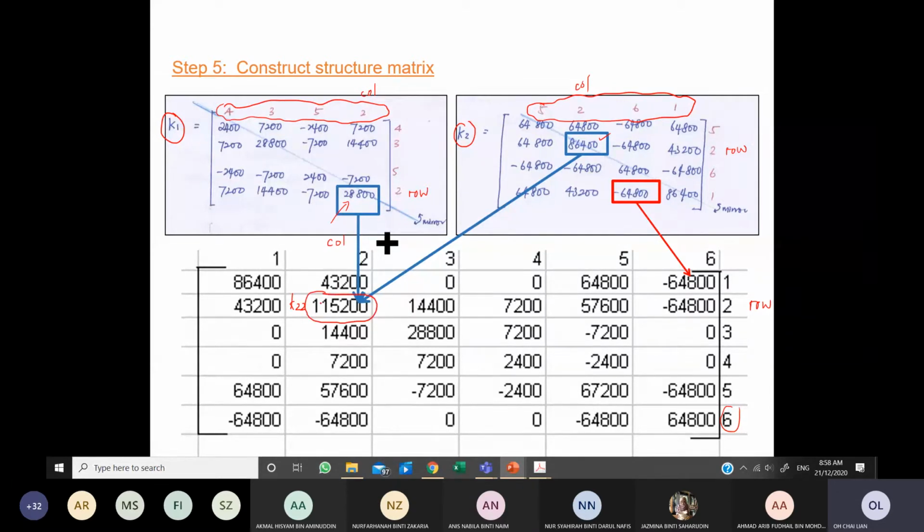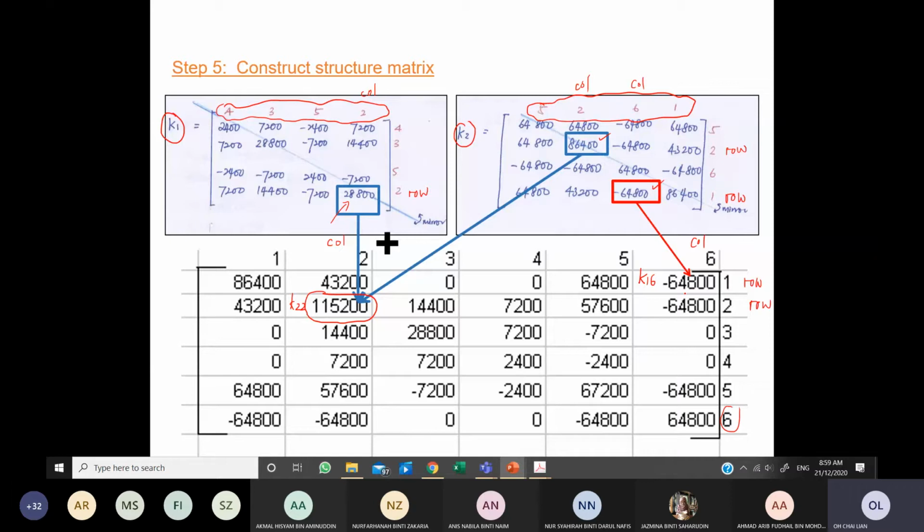Let us find another one. Let us find K16, column number 6, row number 1. So I go to find column number 6 here. Oops, there is no column number 6 in K1. So I go to K2, where there is a column number 6. Then row number 1. The one I highlighted in red will be the answer for K16.